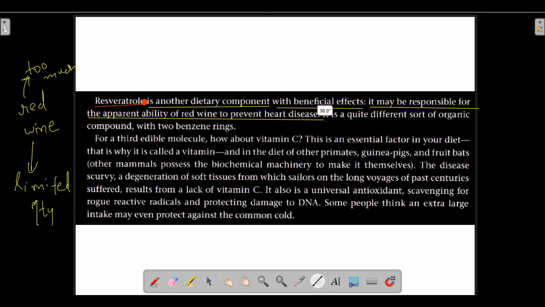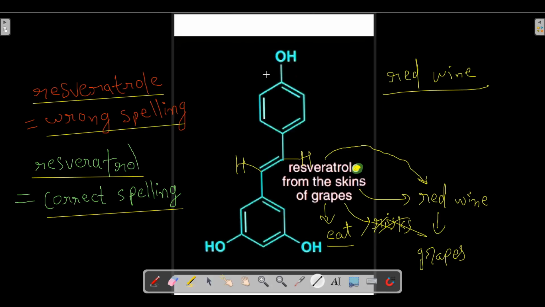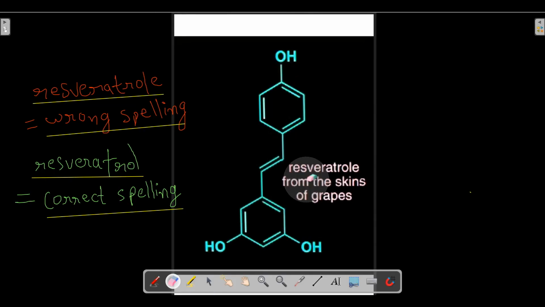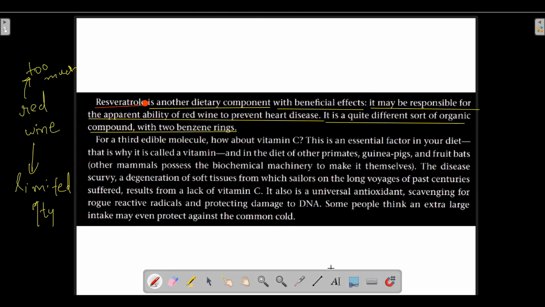Now resveratrol is a quite different sort of organic compound, with two benzene rings. You can have a look. This is one benzene ring and this is another benzene ring. Let me erase some part so that it is very clear to you. This is the structure, one benzene ring, a second benzene ring, and OH groups are also there. There is a mistake in the spelling. This E must not be there. An unnecessary E has been written in the second edition of the Clayden book.